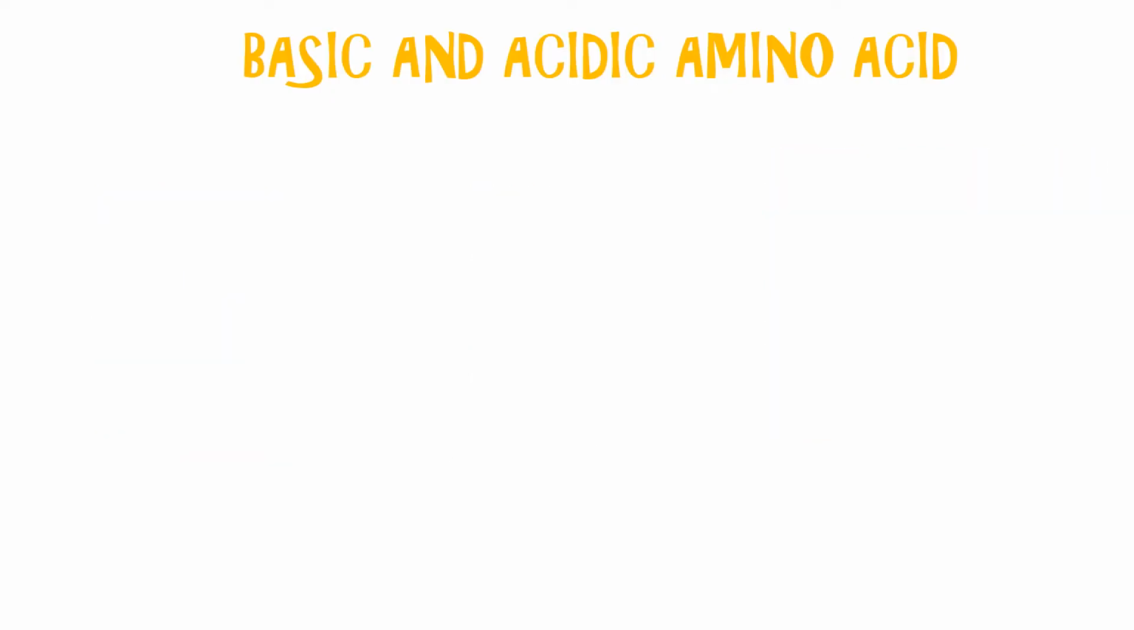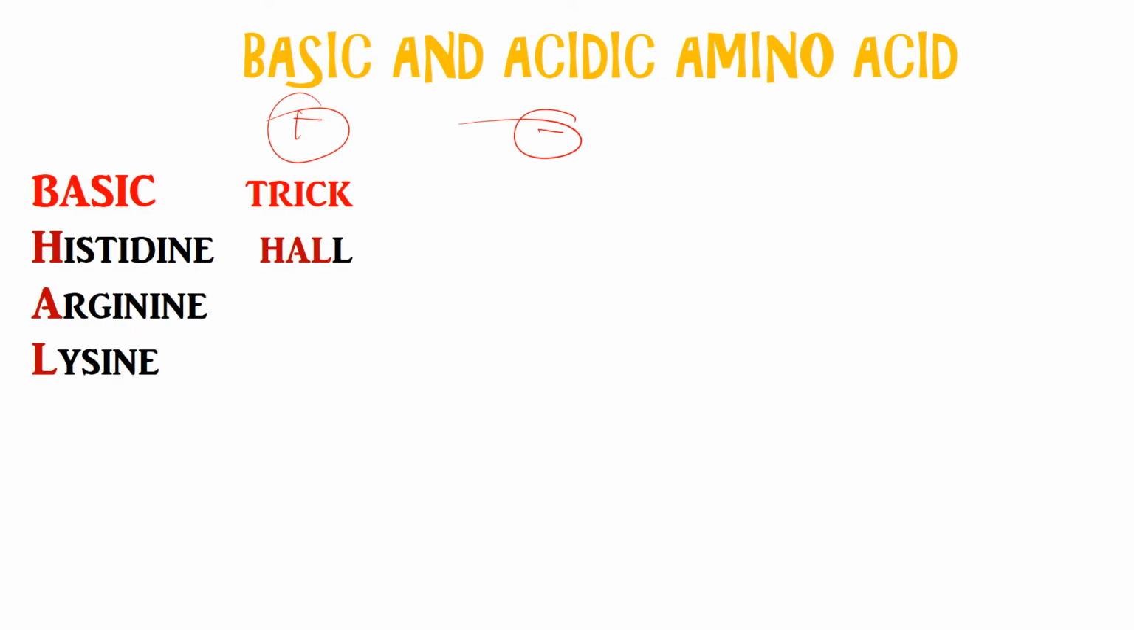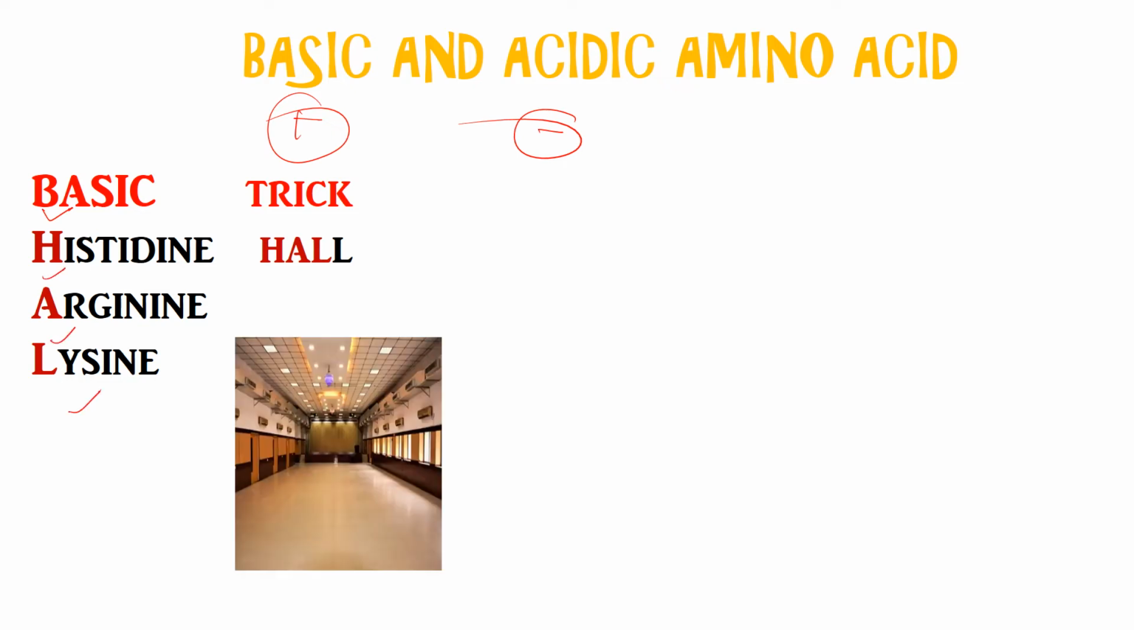Next are the basic and acidic amino acids. The amino acids can be basic or acidic. If the amino acid is positive, then it will be basic, and if it is negative, then it will be an acidic amino acid. The amino acids included in basic are histidine, arginine, and lysine. The trick is very simple: HALL. H is histidine, A is arginine, and L is lysine, and the last L doesn't stand for any amino acid. So the first three letters are included.